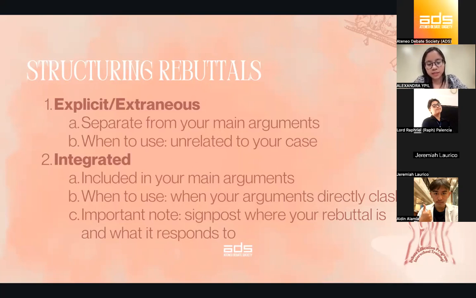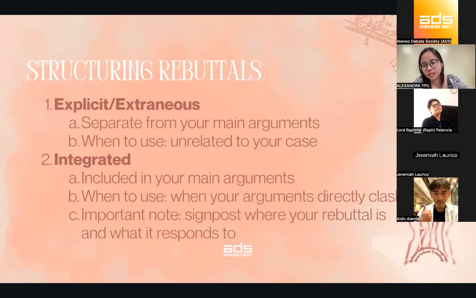So in debates though, you don't have to choose between the two. There are some rebuttals that will have to be explicit, and there's some rebuttals that will have to be integrated. It's up to you and it's up to your personal preference. I think there are different considerations that speakers use. So the first being in terms of what saves them more time.